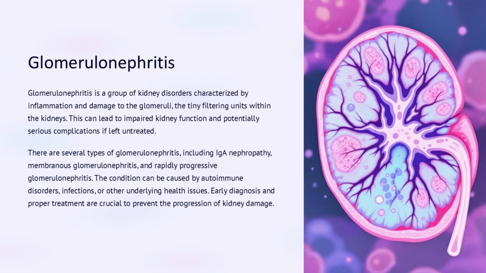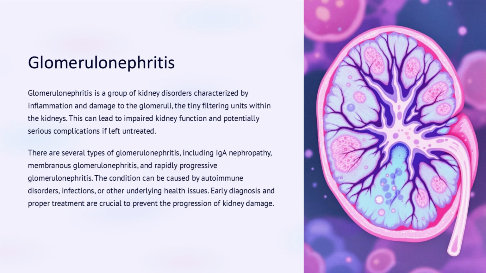Glomerulonephritis is a group of kidney disorders characterized by inflammation and damage to the glomeruli, the tiny filtering units within the kidneys. This condition can lead to impaired kidney function and potentially serious complications if left untreated. There are several types of glomerulonephritis, including IgA nephropathy, membranous glomerulonephritis, and rapidly progressive glomerulonephritis. Glomerulonephritis can be caused by autoimmune disorders, infections, or other underlying health issues. Early diagnosis and proper treatment are crucial to prevent the progression of kidney damage.